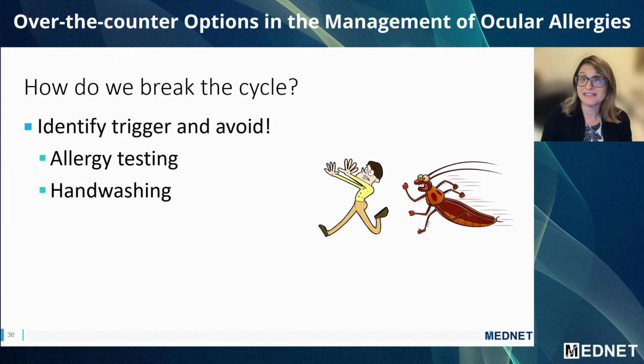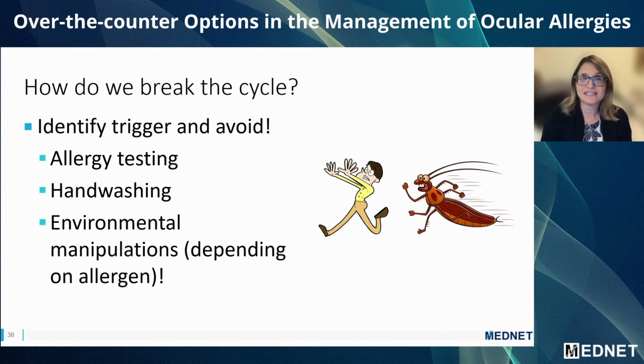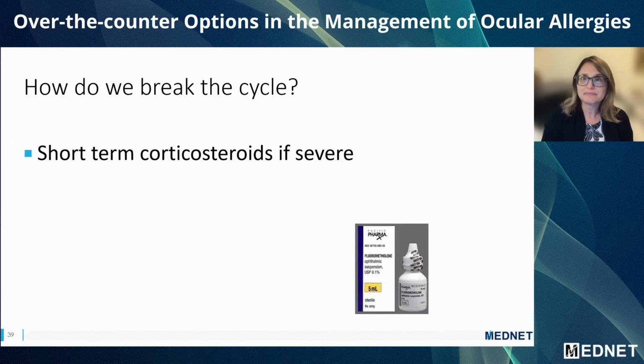One way is to wash your hands and not touch your hand to your eye in the setting of allergic conjunctivitis. But the other environmental manipulations depend on the allergen. In the case of my patient with a cockroach allergy, tenting his house made his symptoms so much better.